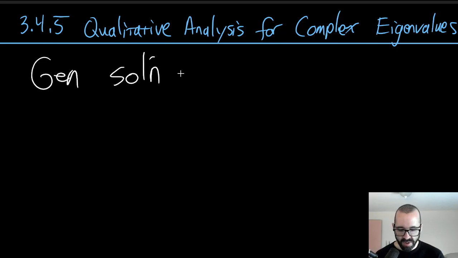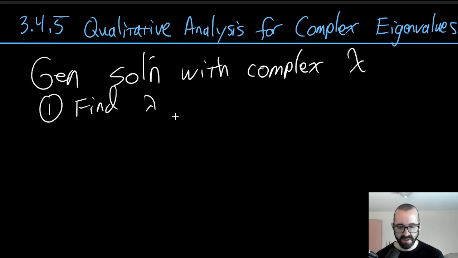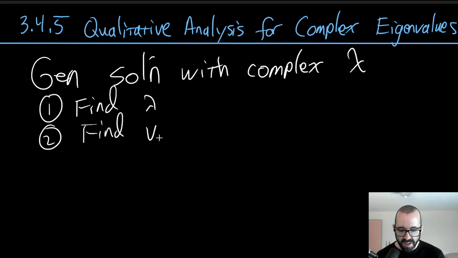So what is the general solution with complex eigenvalues? How did we do that? We'll get some more practice in this second half. Not in this video, but in future videos. Complex eigenvalues, what did we do? First, we found the eigenvalues. That shouldn't be a surprise. Then we found the eigenvectors. But specifically, we actually only found one eigenvector. We only need one.